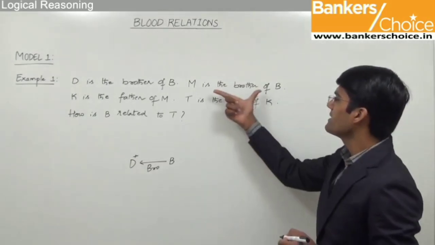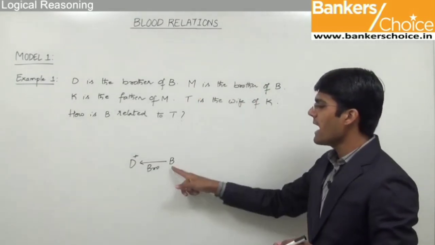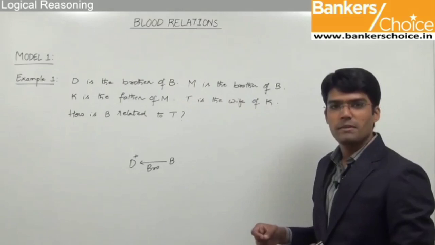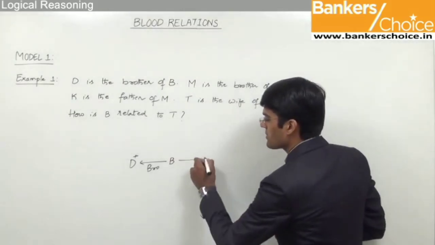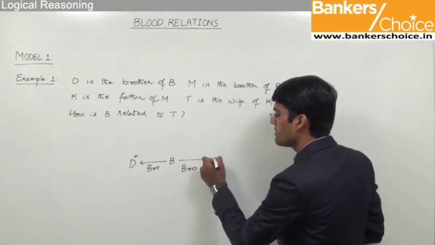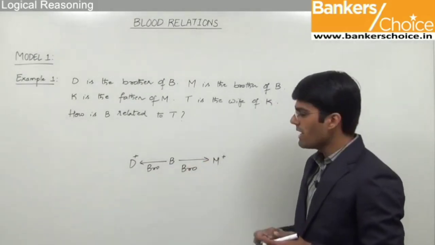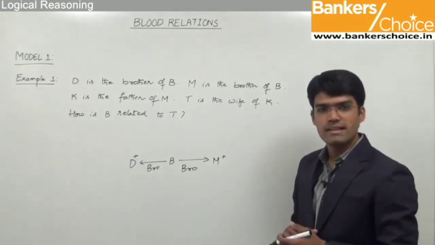The next statement here is M is the brother of B. So we now need to connect the person M with B. We know that M also is a male person and he is the brother of B. So again we can say that B's brother is M. Even after this relationship, we have no idea about the gender of B. So let us keep it as it is and move to the next statement.